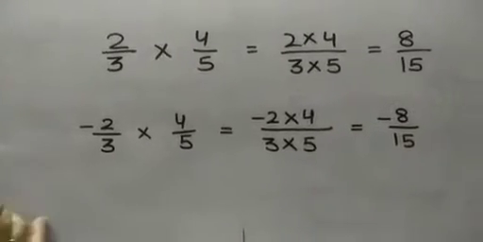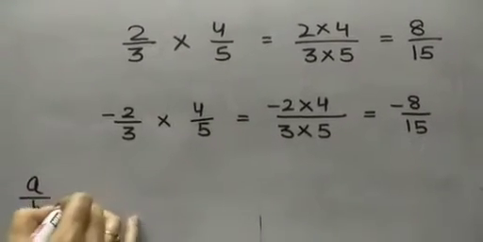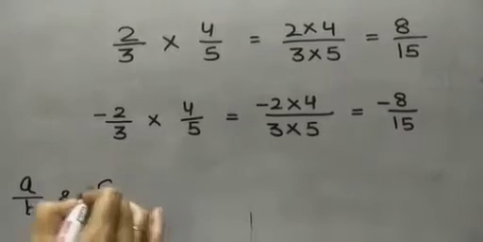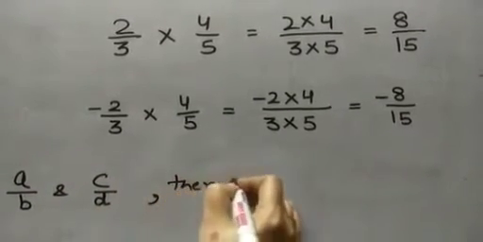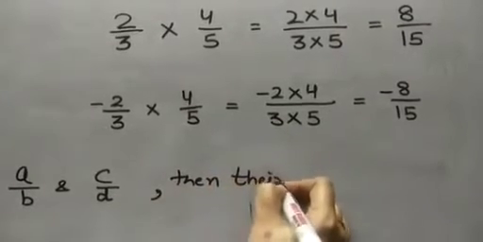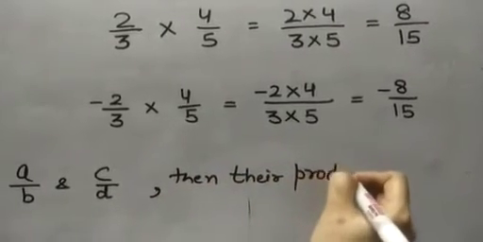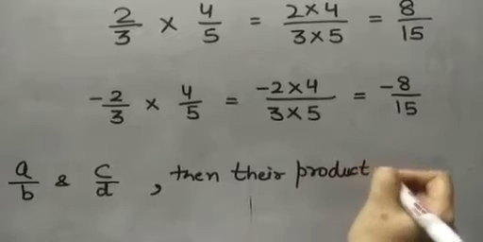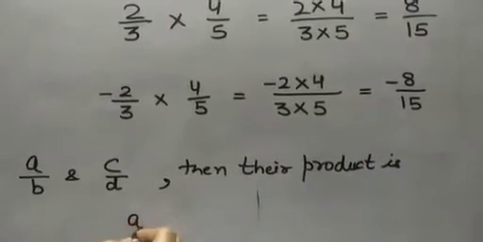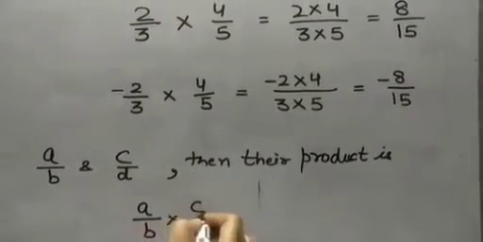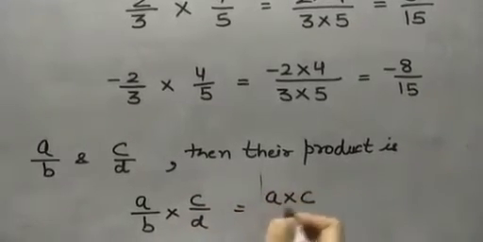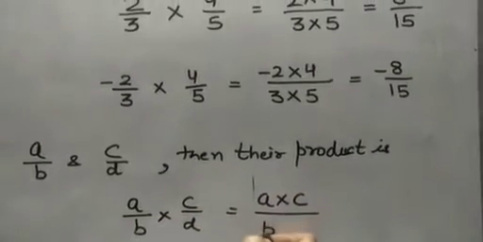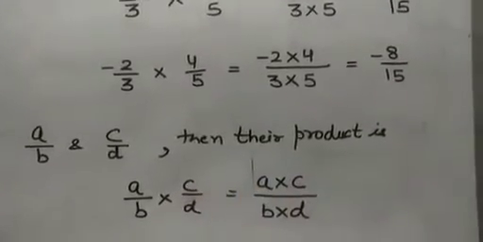Remember, if A by B and C by D are two rational numbers, then their product is A by B multiplied by C by D. What we have to do? Multiply the numerator with the numerator and the denominator with the denominator.